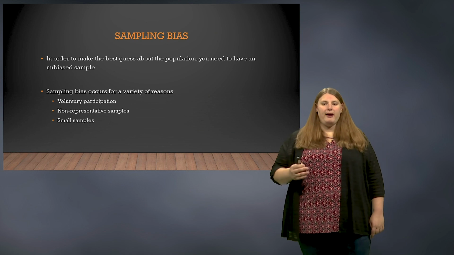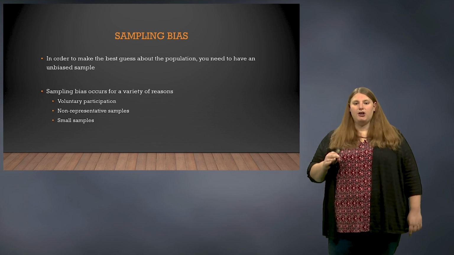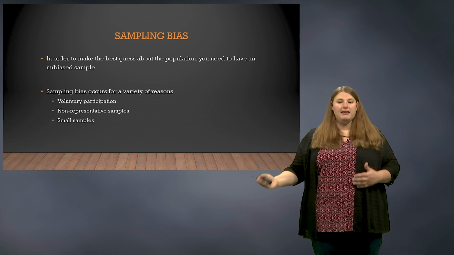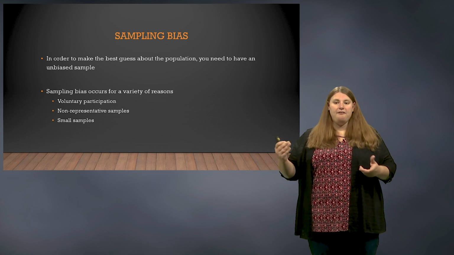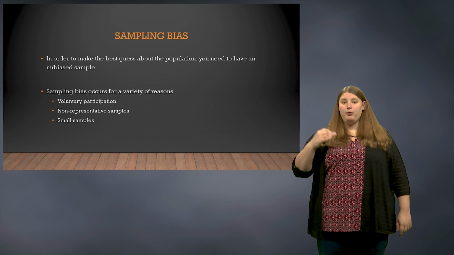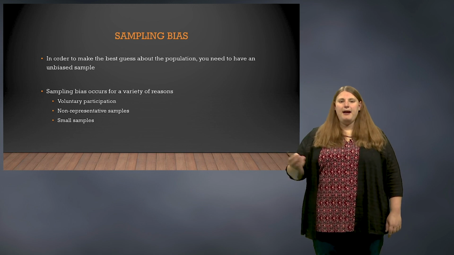Another thing you need to be aware of as a critical consumer is sampling bias. Sampling bias occurs when the sample does not look like the population for whatever reason. This could be because the sample had to voluntarily participate, and people who chose to volunteer were somehow different than those who didn't. Think about it this way.